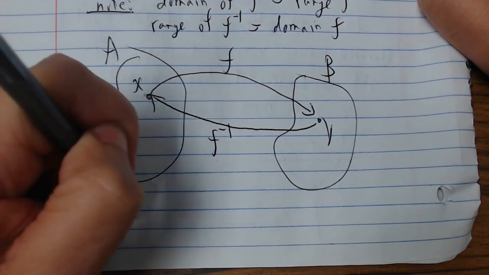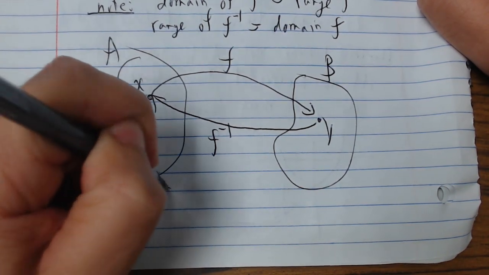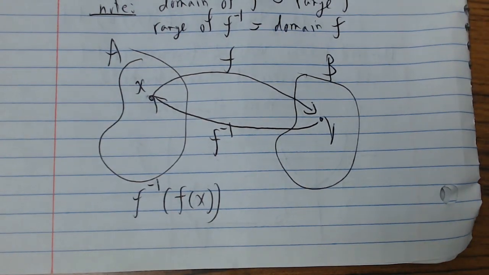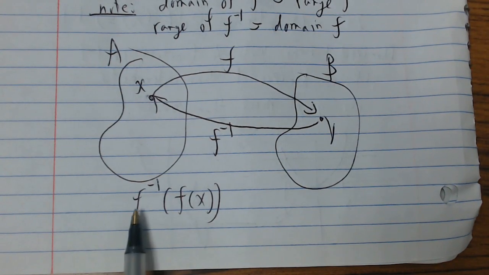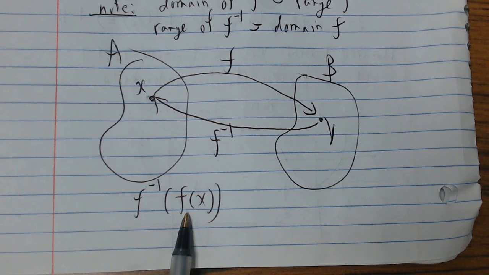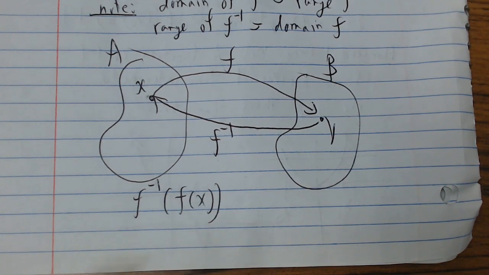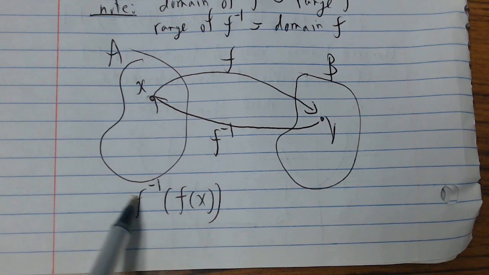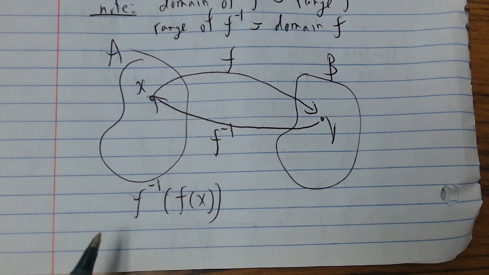Now, one other thing I want to point out, and this picture is actually pretty helpful. In previous classes, you may have been told that f inverse of f of x is just x, because f inverse and f cancel each other out. I don't like that terminology. I like to think of this as a mapping. So why does f inverse of f of x equal x? It's not really that they cancel each other out. It's more like they undo one another. Because look at what happens here.